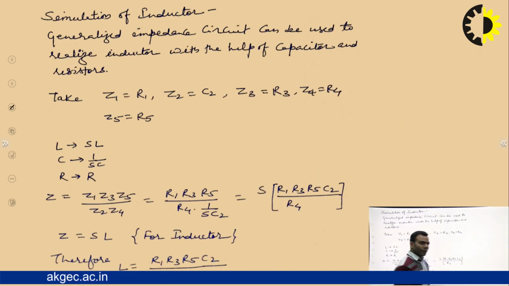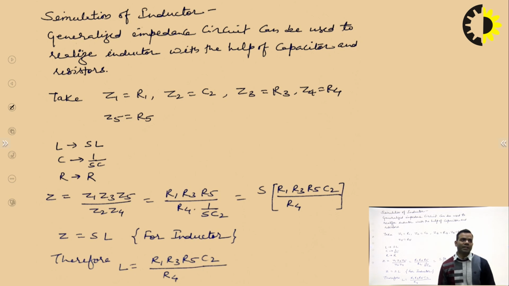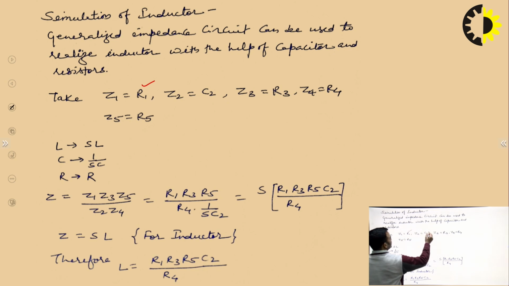And earlier I told you that you can simulate an inductor with the help of a generalized impedance converter. So, let us see how we can realize an inductor with the help of capacitors and resistors. Let us consider Z1 is equal to R1, Z2 is equal to C2, Z3 is equal to R3, Z4 is equal to R4 and Z5 is equal to R5.